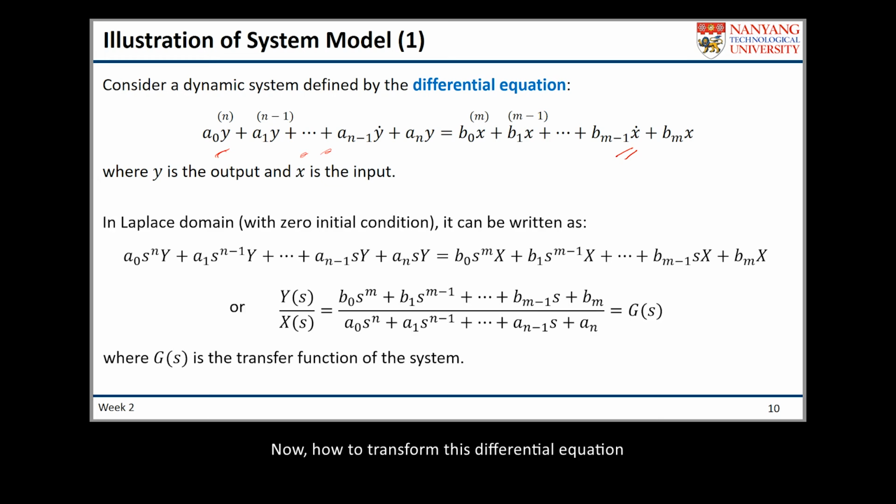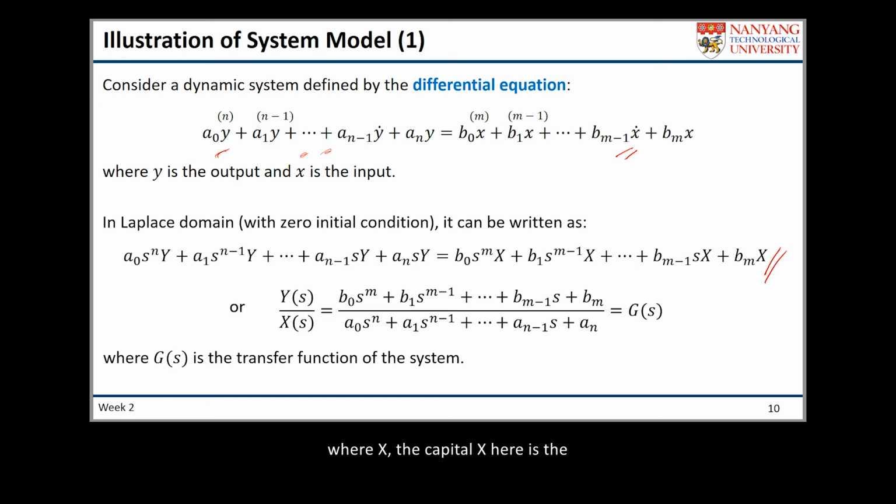Now, how to transform this differential equation to a transfer function form? We use exactly the same methodology as the one that we discussed before when we transformed the differential equation of the thermometer to transfer function form. So what we do, we Laplace transform the differential equation. If you Laplace transform it and you set all of the initial conditions to 0, you will get this expression.